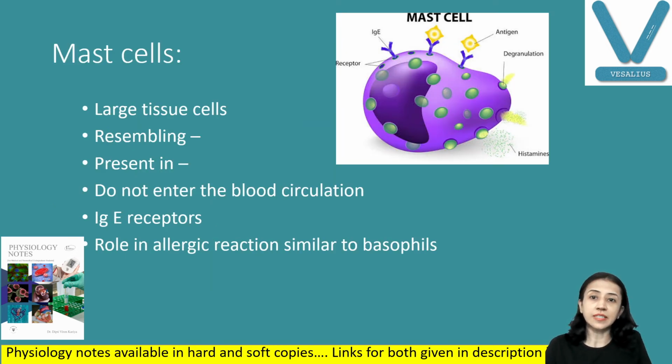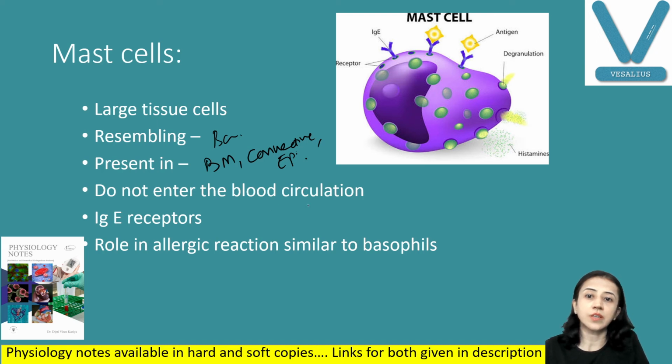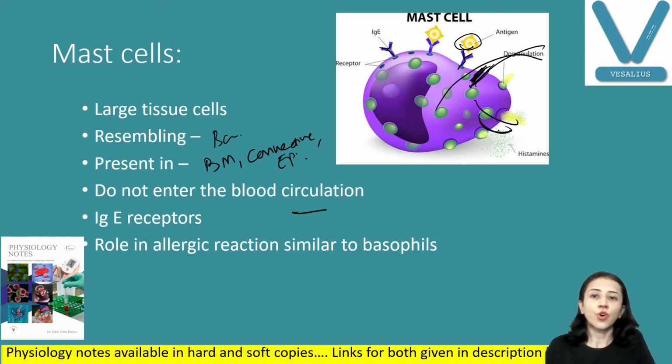Next is the mast cell, the cell present in tissue. It resembles the basophil, which is present in the bone marrow. Mast cells are present in connective tissue and epithelial tissue, found immediately outside the capillaries in the skin, and they do not enter the circulation. Again you can see the IgE receptor. When IgE binds here, IgE and allergen, this complex causes degradation of the cell membrane and release of the substances for the allergic reaction.